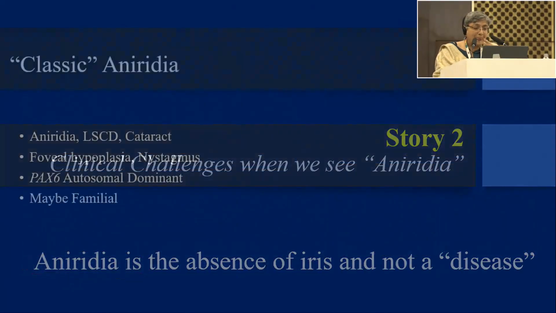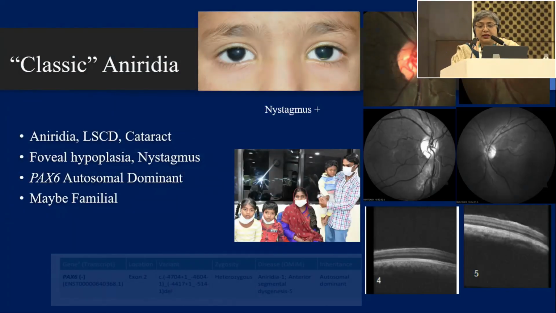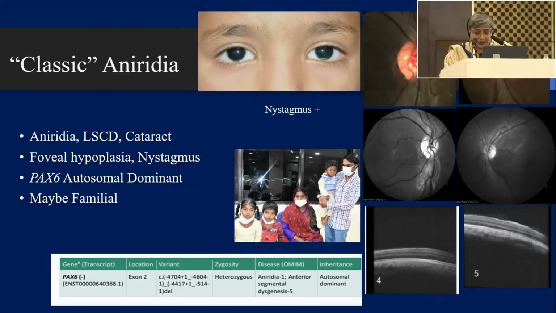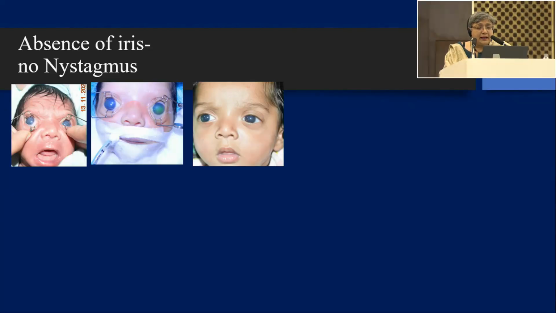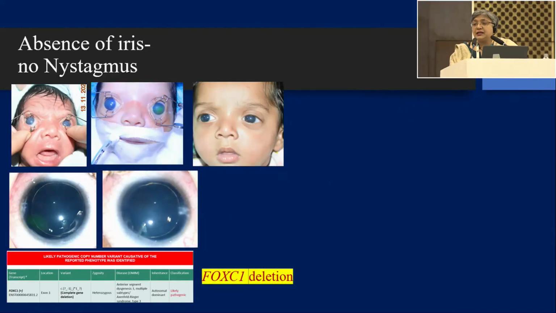Of course, we know these, I've shown you these aniridia pictures before. This is classical PAX6 aniridia. Three members of the family have it. And there's foveal hypoplasia, aniridia, nystagmus, and glaucoma. But we've also learned that a FOXC1 deletion can present as aniridia.